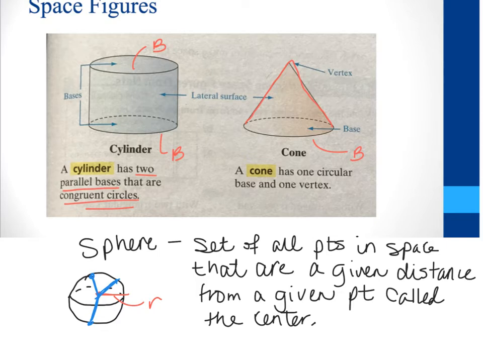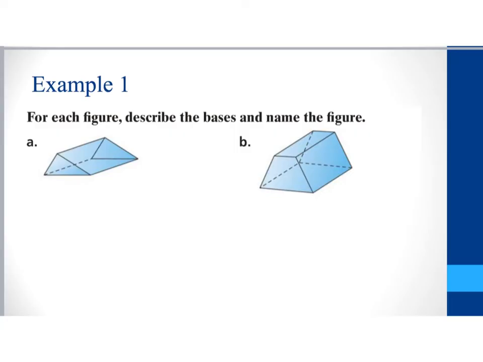Now let's go ahead and take a look at a couple examples. Example 1 says, for each figure, describe the bases and name the figure. So for part A, the thing that I notice is we have two bases that are parallel and they're the same size. If I look at this end here, that's the exact same shape as this end down here. So based on that, we have two bases that are parallel.